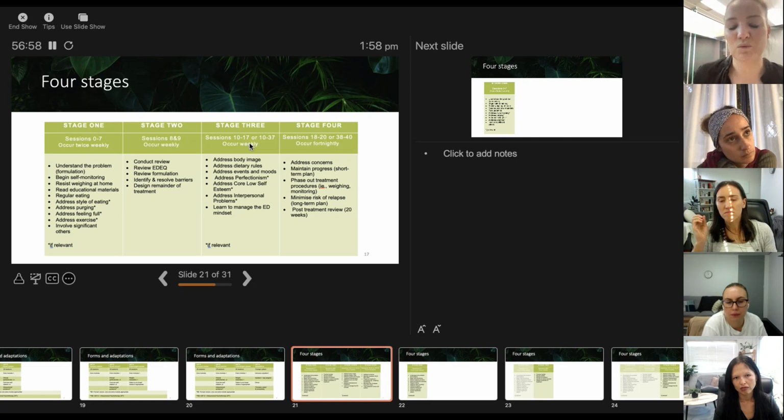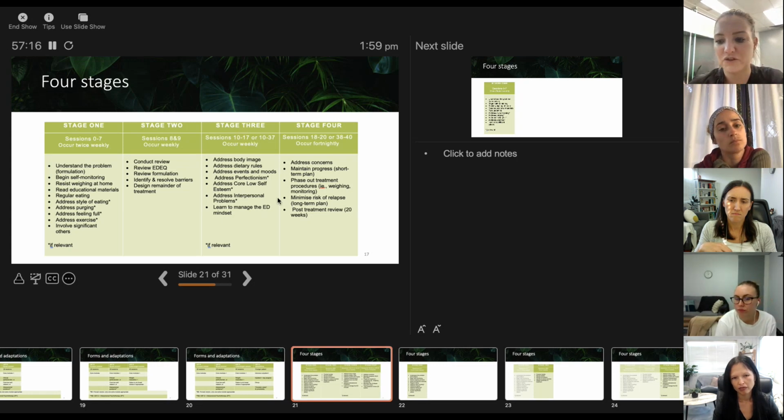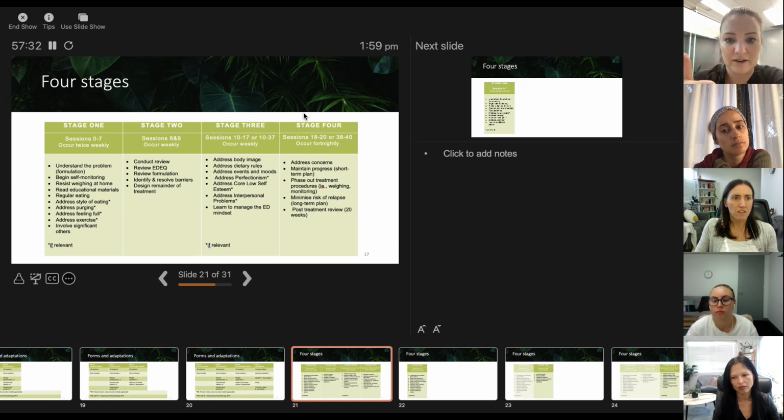But in that stage as well, there's still ongoing mini reviews, ongoing focus on some of the components that are also in stage 1 around changing eating behavior, but you might start to look to introduce some of the modules from stage 3 as a bit of an extra carrot by around session 10. And then stage 4 in both versions, the textbook said, was 3 sessions: 18, 19, 20, 38, 39, 40, 3 sessions long in both versions.